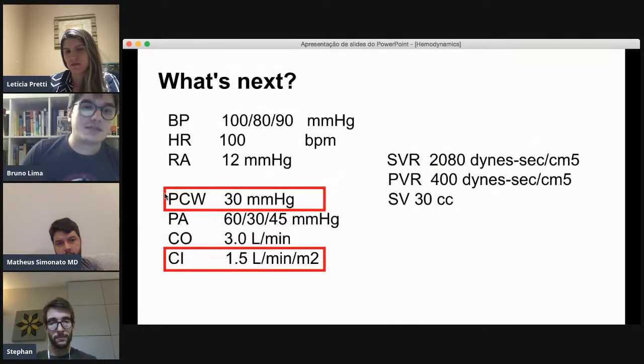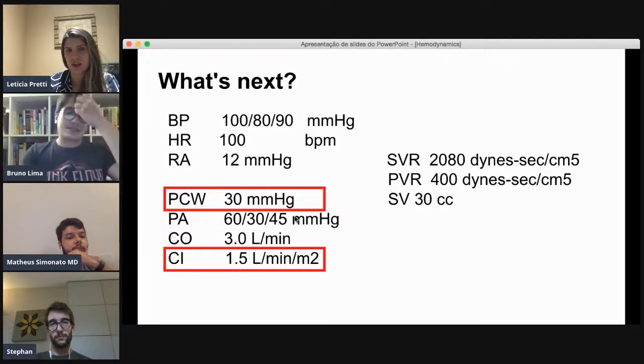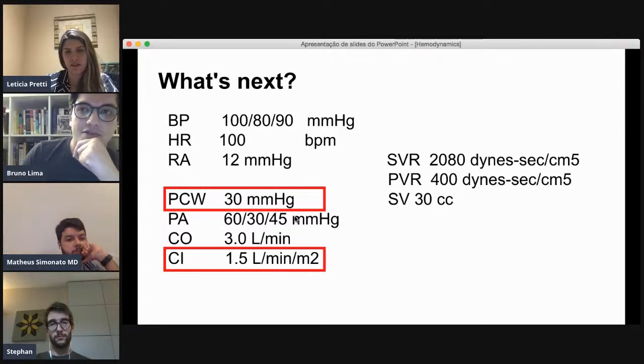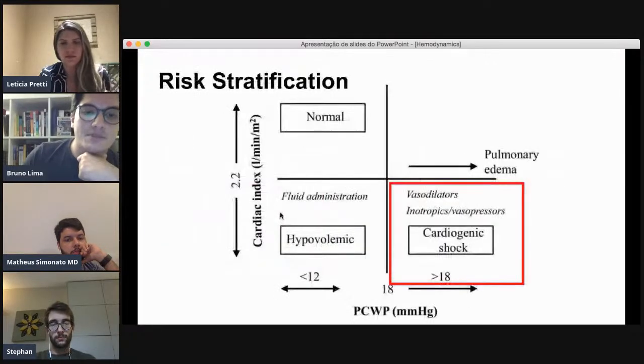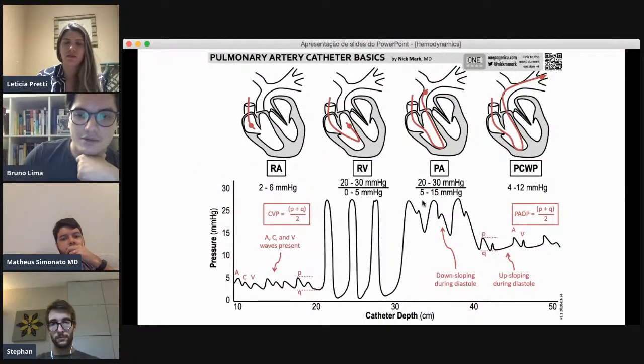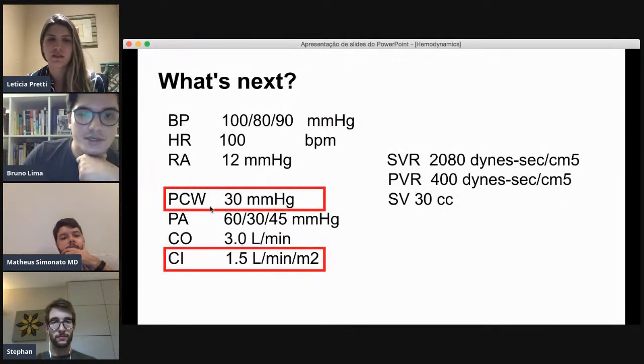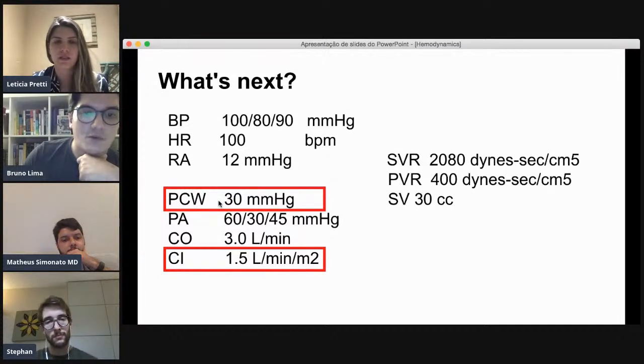The other numbers we get as we advance are the PA numbers. The mean PA is 45, which is elevated. Numbers above 35 are elevated, so it's mild to moderate pulmonary hypertension. And why are the PA pressures up? It's because of the wedge pressure. As you can see here, the pulmonary capillary wedge pressure is 30. This number should be below 15.